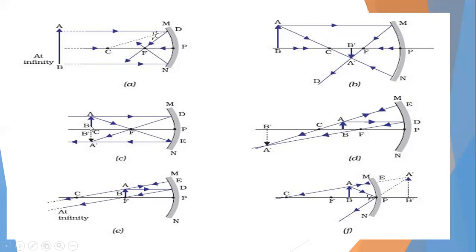For the height of the image, always take 1 centimeter with the help of a ruler, and keep in your mind that the distance of the focus from the pole is 2 centimeters and of the center of curvature is 4 centimeters.